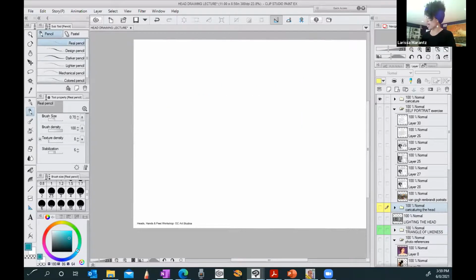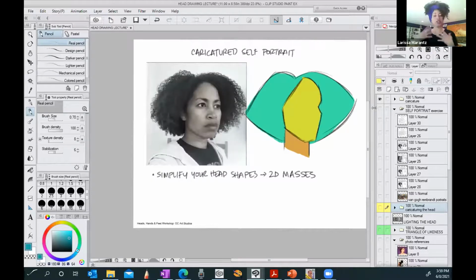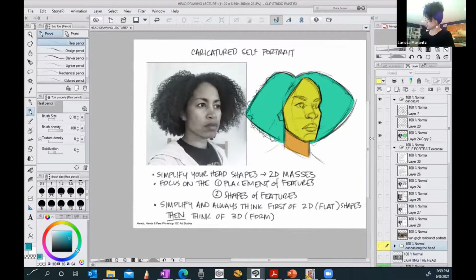Now, the last thing you're going to do, once you're done doing a portrait of yourself, is you're going to do a caricature of yourself. So how do you do a caricature of yourself? It's going to be a lot easier after you've done the portrait, because you already understand the shape of your head. You're going to simplify your head shapes into masses: the overall shape, the shape of your hair, the shape of your head, the shape of your neck. Okay. Then you're going to linearly draw your features, but think of them as shapes.